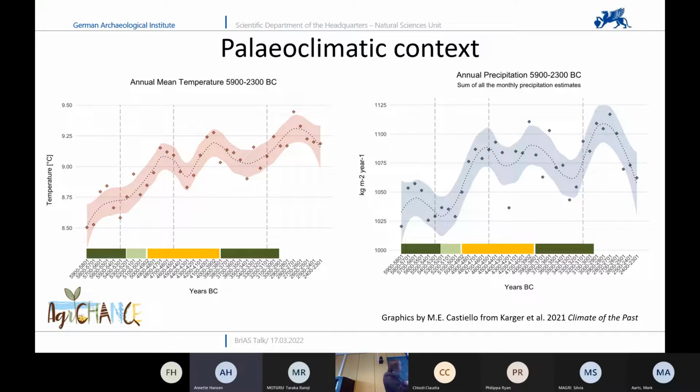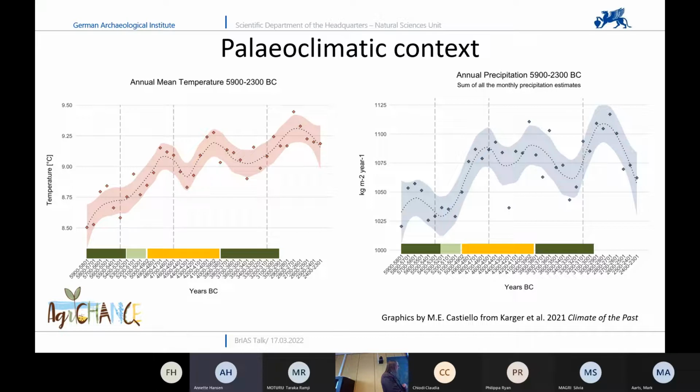So now we are having a look at the annual mean temperature, where we see an increased trend. So we start in quite slightly colder conditions in average mean temperature, also with apparently a dry phase, and then we have a period of not real stability, but somehow a slightly higher precipitation and mean annual temperature.